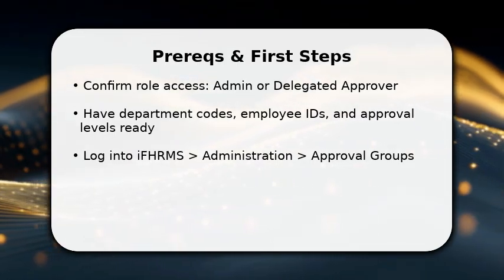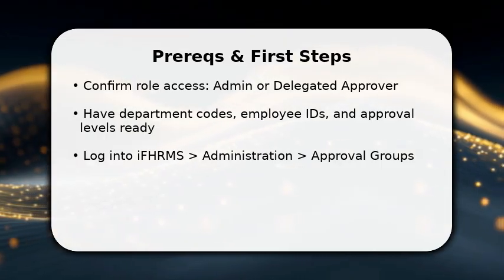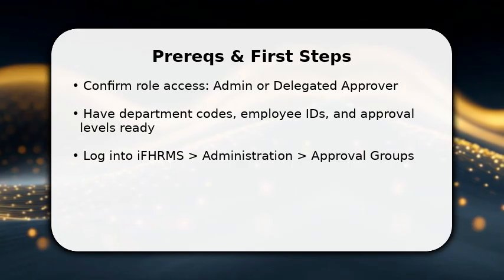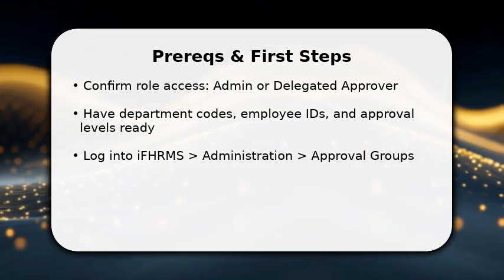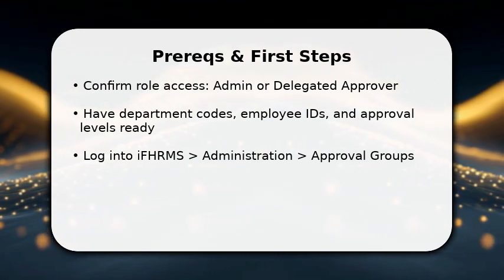Now log into IFHRMS, navigate to Administration, then Approval Groups. Click Create New Group. Name it with a clear unit prefix and short description. This gets you into the form where you define members, level order, and default routing without delay.